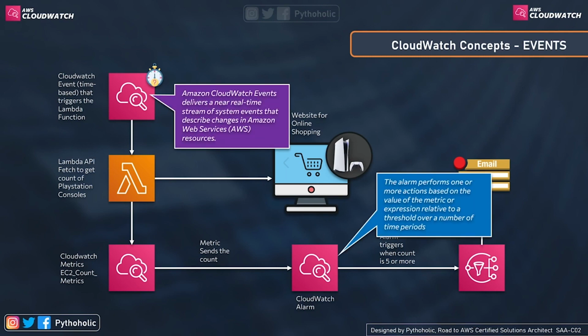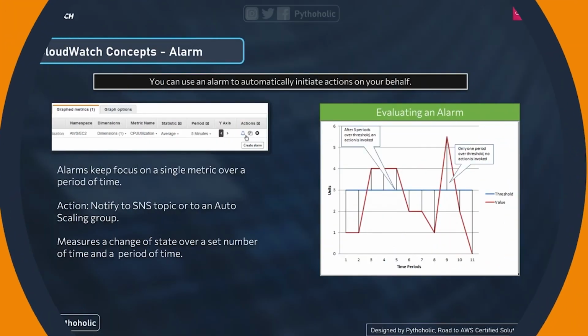As you can see here, the CloudWatch event delivers a near real-time stream of system events that describe the change in AWS resources. So that is what it is trying to tell. When the time-based CloudWatch event is triggered, every 1 minute it is trying to invoke the target here. And the alarm performs one or more actions based on the value of the metric or expression relative to the threshold over a number of time periods. So the threshold value is 5 here, and whenever it is reached, it sends out the notification. So, CloudWatch alarms.